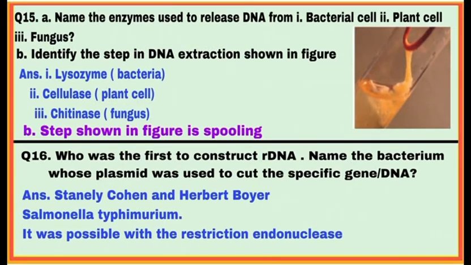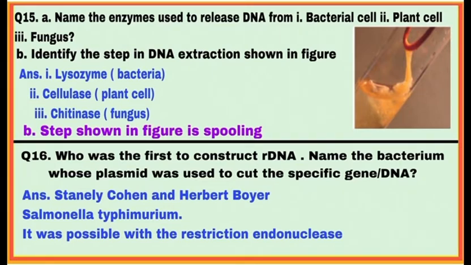Question 15 Part A. Name the enzymes used to release DNA from number 1 bacterial cell, number 2 plant cell and number 3 fungus. Enzyme used to release DNA from bacteria is lysozyme. From plant cell it is cellulase and from fungus it is chitinase. Part B of the question. Identify the step in DNA extraction shown in the figure. This step is called spooling.